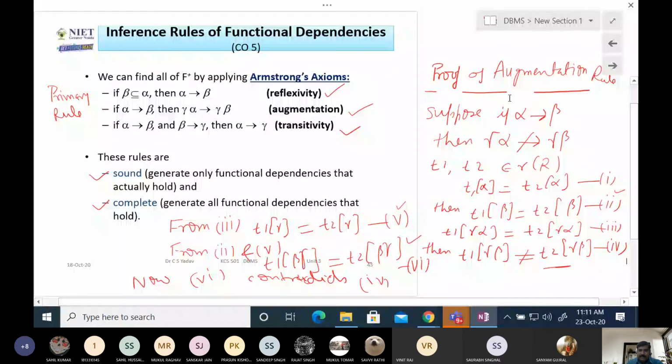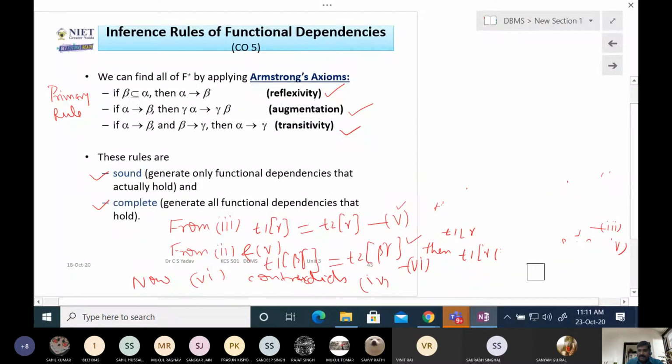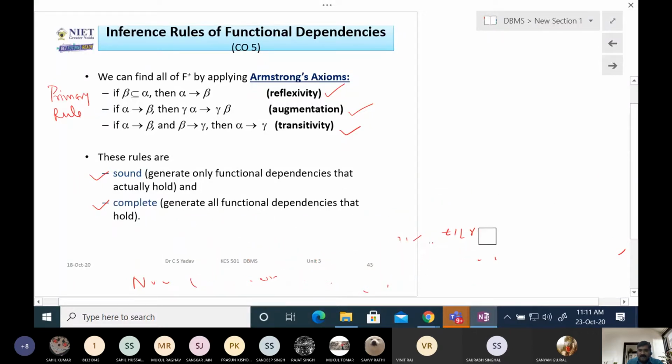Now, proof of the transitivity rule. How will we prove the transitivity rule? Please let me know. With the help of reflexivity and augmentation. And here also we will use the definition of functional dependency. Proof of transitivity rule.